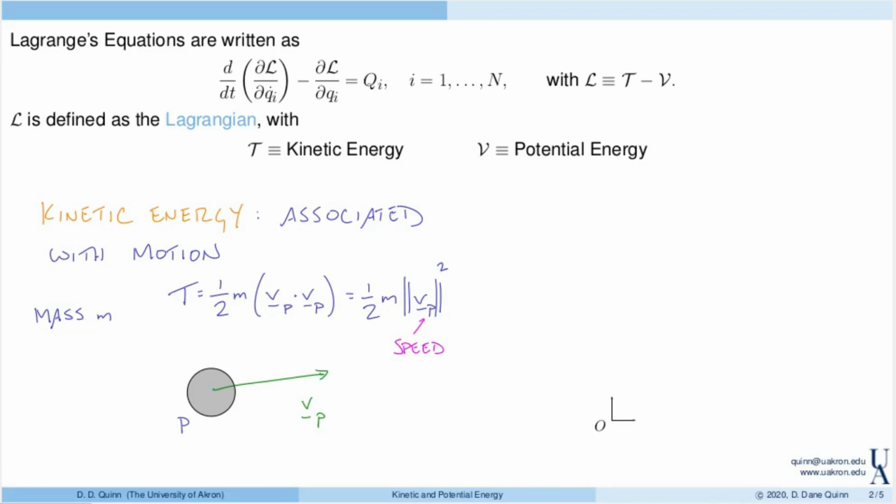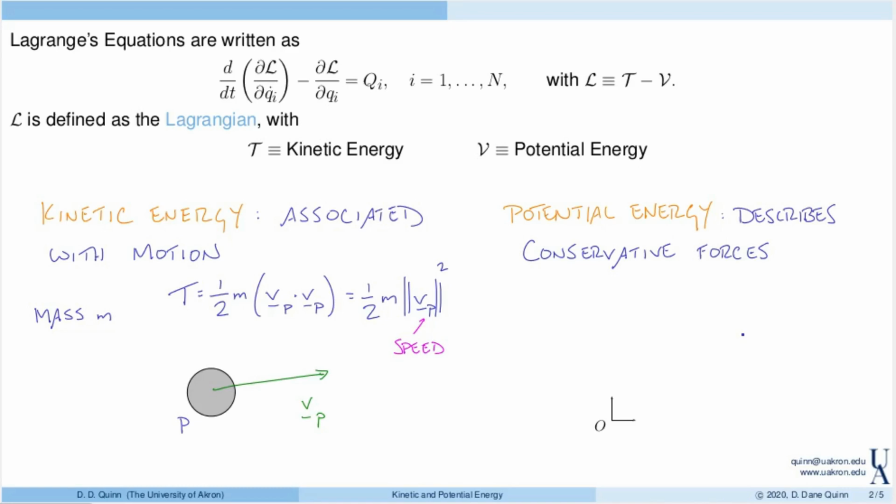What about potential energy? Well, potential energy is usually given by a V, and it describes the forces that are conservative, or describes conservative forces. So what makes a force conservative? Well, it's a force that's derived from a potential function.